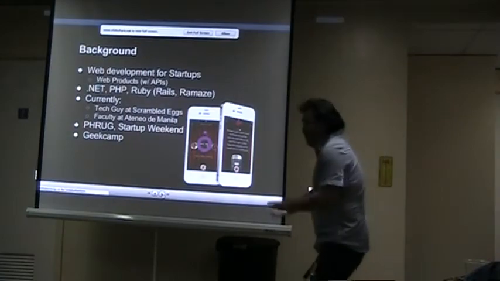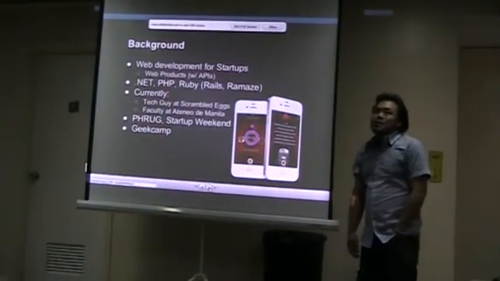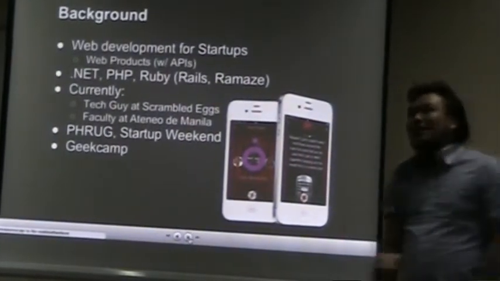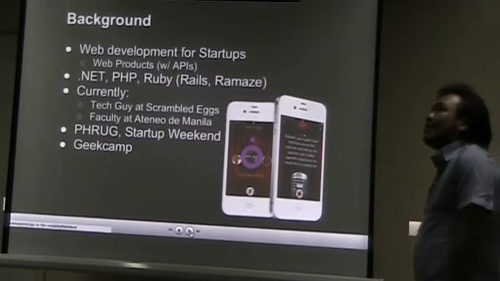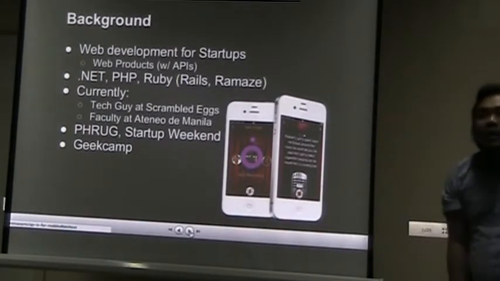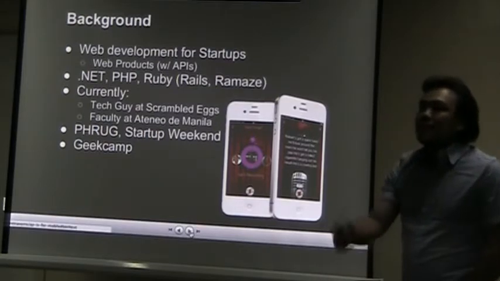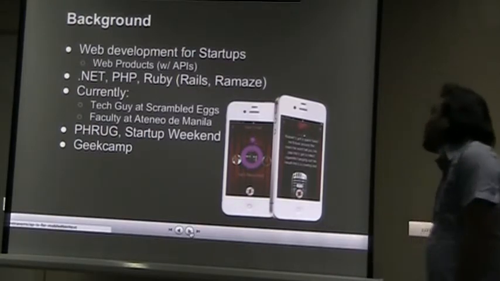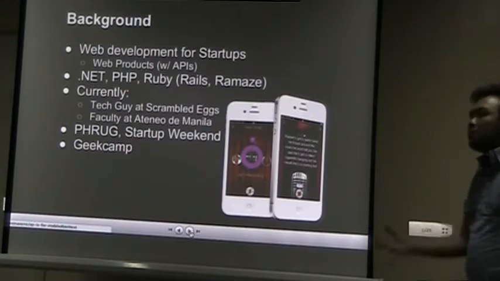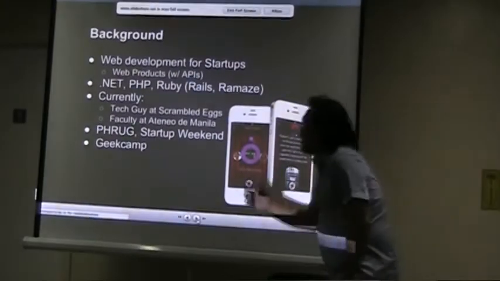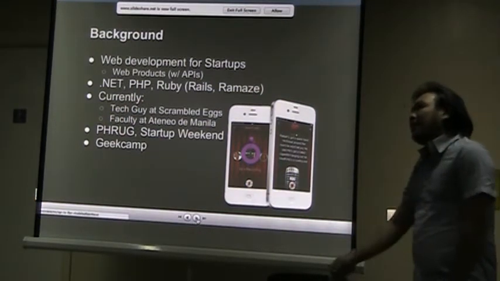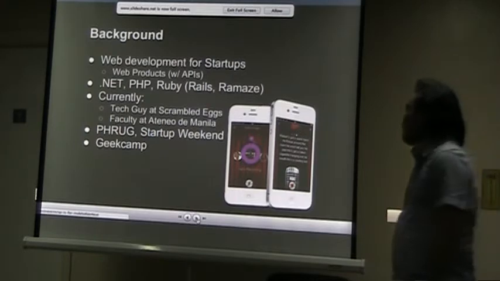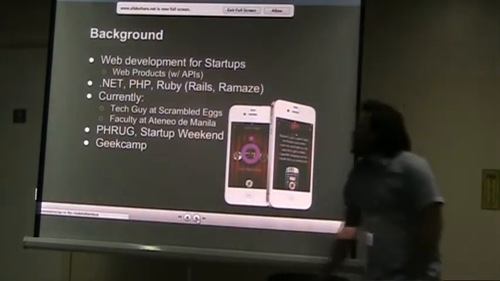So, I've been doing web development almost exclusively for startups for the last 7, 8 years. I've used .NET, PHP, and for the last 4 years, I've been using Ruby. I've been using both Rails and some other frameworks such as Ramaze, which we used to build one of our startups before. Currently, I'm the tech guy at a company called Scrambled Eggs that's building an iOS app, which I'll talk about later. And I also teach at Ateneo.